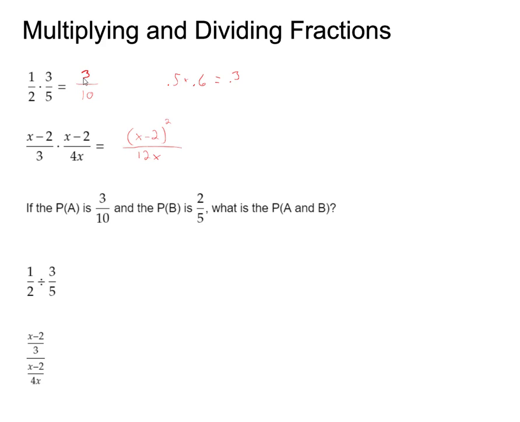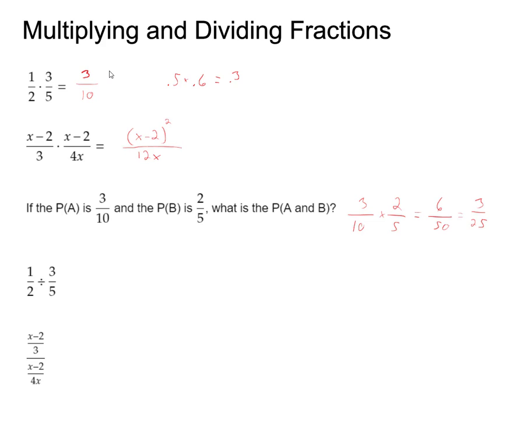Our next example is a probability question. If the probability of A is 3/10 and the probability of B is 2/5, what is the probability of A and B? We're going to assume that these are independent events because the question does not specify otherwise. So when we're doing a probability question like this, when we are doing a probability of something and something else, we simply multiply their probabilities together. So we can take 3/10 times 2/5, and that'll give us 6 over 50. Of course, we can reduce 6 over 50 to 3 over 25, and that'll be our most simplified answer.